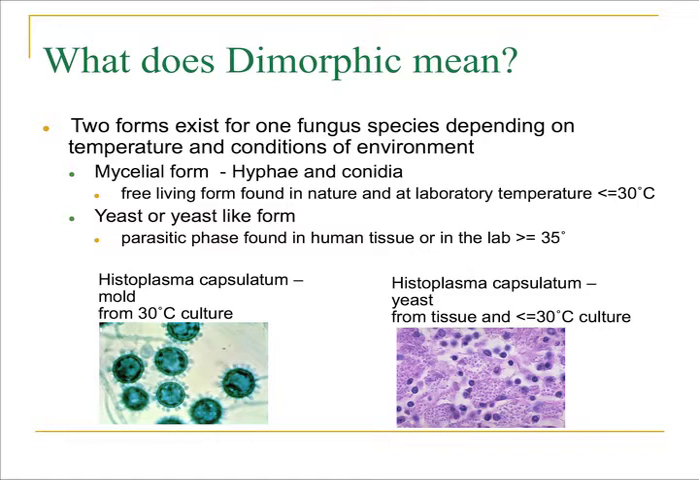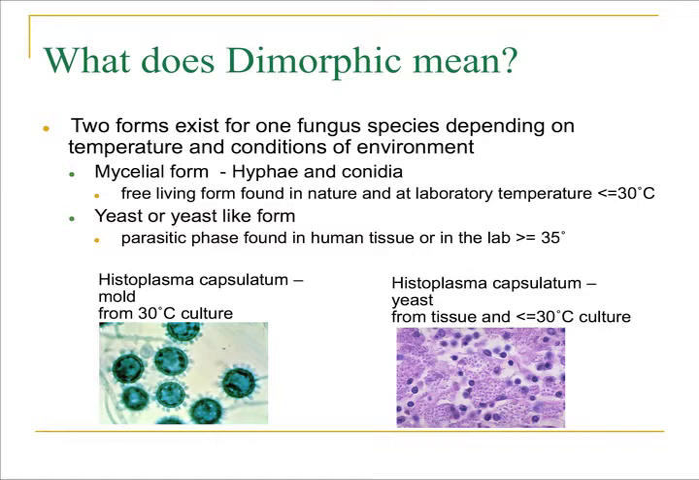The mycelial form, of course, has hyphae and conidia. It is the free-living form found in nature, and we grow the mold at less than or equal to 30 degrees centigrade for a dimorphic fungus. The yeast or yeast-like forms are the parasitic phase of the dimorphic organism, and they are found in the tissue or in laboratory conditions that we grow at greater than 35 degrees centigrade.